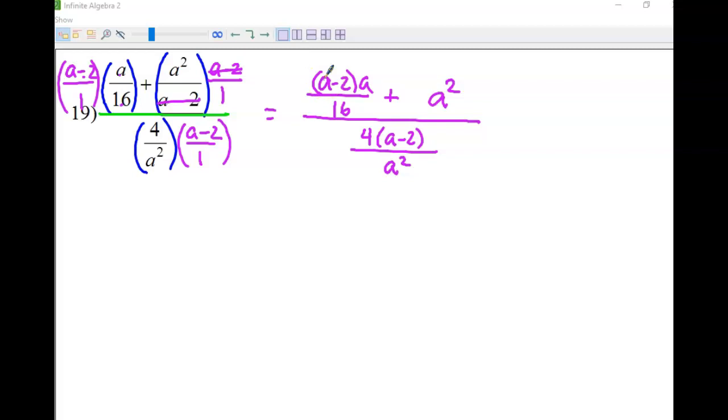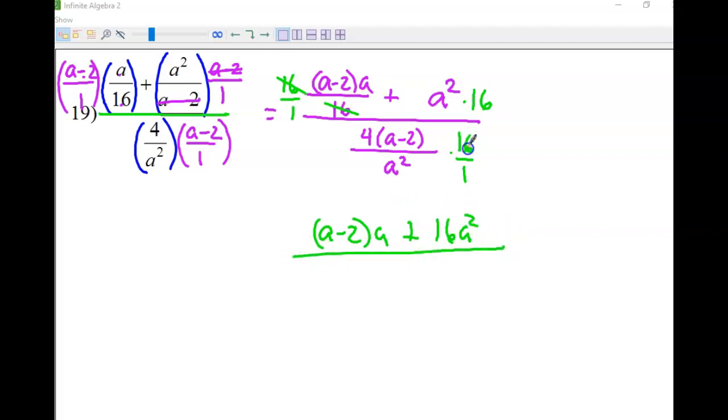The next thing I'm going to do is I want to get rid of, let's say, the 16. So now I'm going to multiply this by 16, so these cancel. But if I multiply that by 16, I've got to multiply this by 16, and I've got to multiply this by 16. So now, what I'm left with is a minus 2 times a, and that's it, because that's all that's left, plus 16a squared over 16 times 4, which is going to be 64, a minus 2 over a squared. So I've gotten rid of 2 of the fractions.